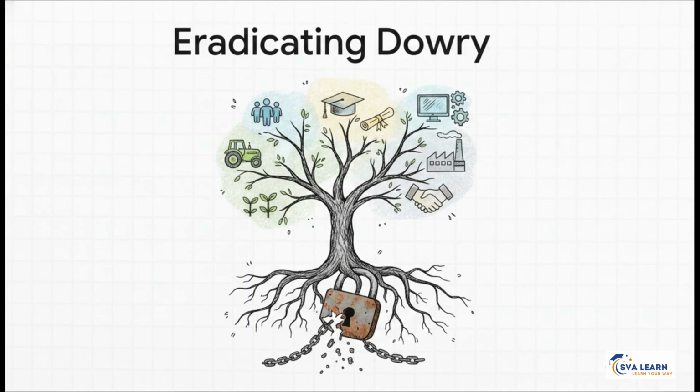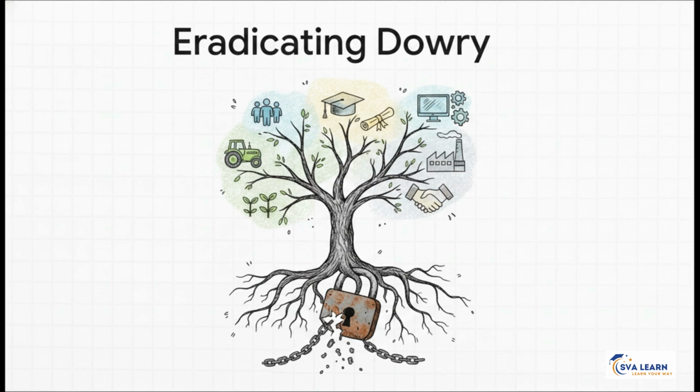Now listen closely, because here is a massive common student mistake. When asked how to eradicate dowry, most students just write down, implement the Prohibition of Dowry Act 1961, and they just stop there. But the examiners want more. Aside from the legal stuff, they want to see specific socioeconomic solutions pulled straight from the official answer key.